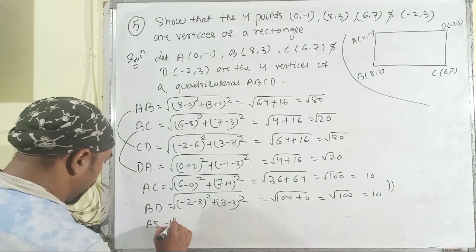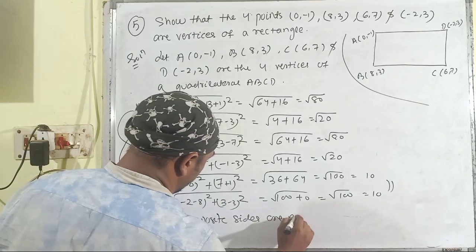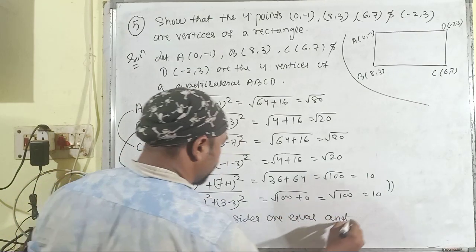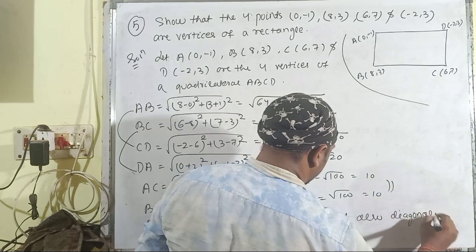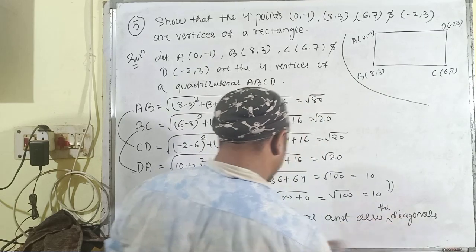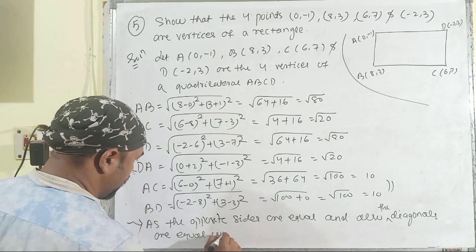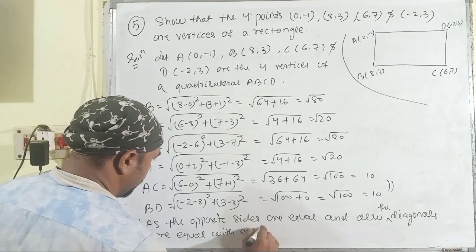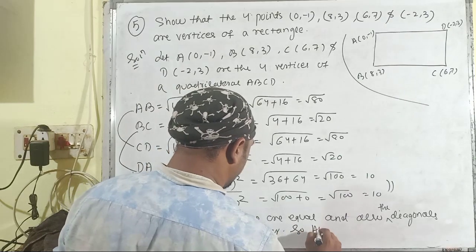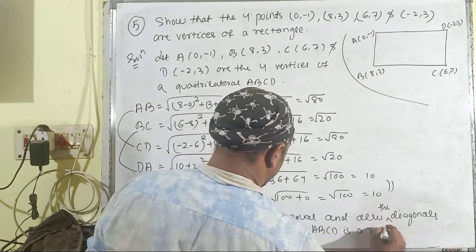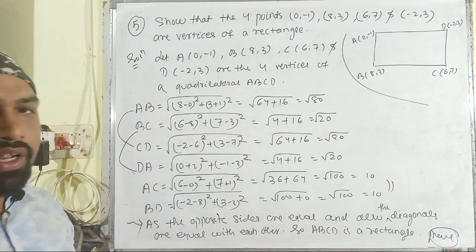As the opposite sides are equal, and also the diagonals are equal with each other, so ABCD is a rectangle, and here is the proof of the problem number 5.